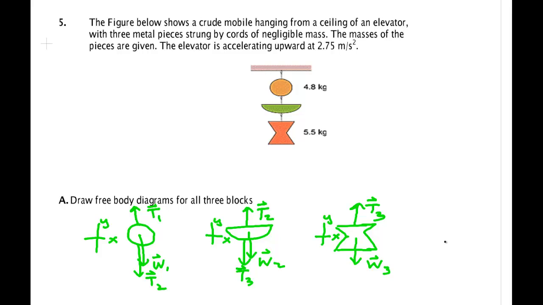There are no critical angles or dimensions in the problem because each one of these arrows is aligned to either the Y or the X. In this case, they're all aligned along the Y-axis. So we're not going to need any trig. There's no breaking vectors into components for this particular free body diagram. And that's it. That's a free body diagram.